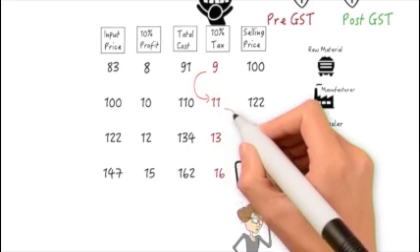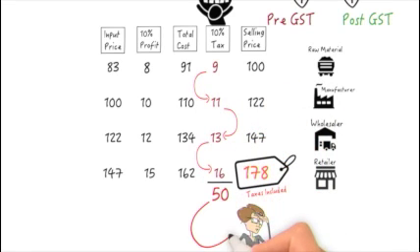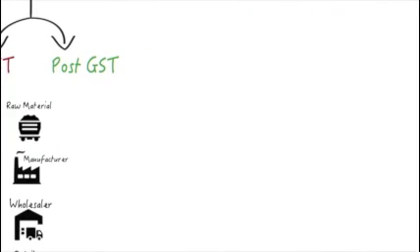This is the result of cascading tax effect. The final burden of tax is levied on the consumer. Now let's look at the post-GST scenario.